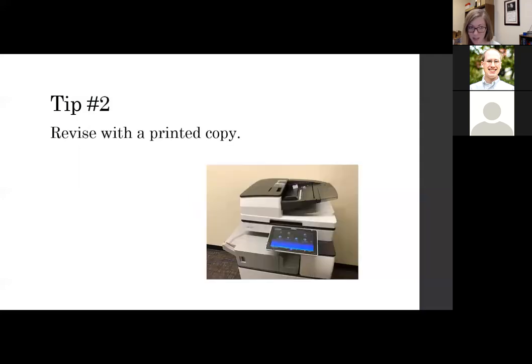Tip 2 is revise with a printed copy. We read things differently when they are on a screen, as in our eyes track words on a screen using a different pattern than they track printed words. So working from a printed copy gives you a fresh look at your words, compounding the benefit of tip 1, let the paper sit. Now one more preliminary step.